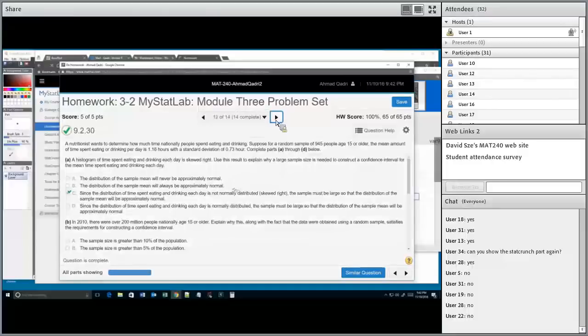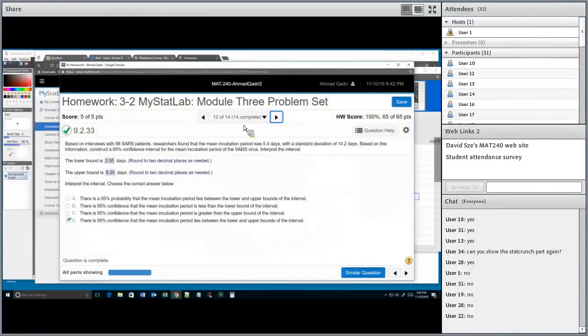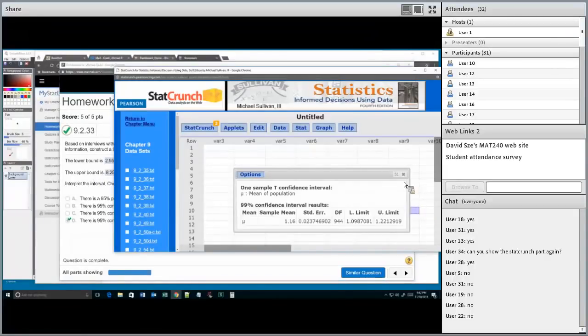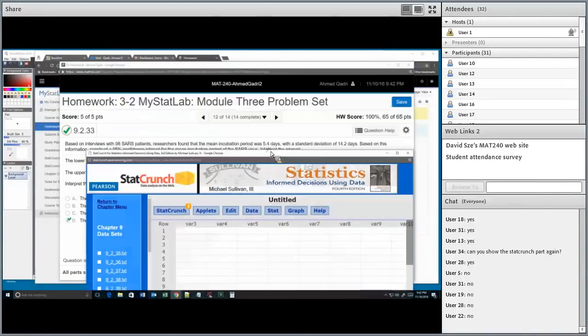This is how we're going to do the rest of the problems. So here's another problem. Based on interviews with 98 SARS patients, researchers found that the mean incubation period was 5.4 days. Here's the standard deviation. So you have your mean, the standard deviation, and the sample size. And here's your level of confidence. So you're going to calculate the lower and the upper bound. How about you help me solve this problem?